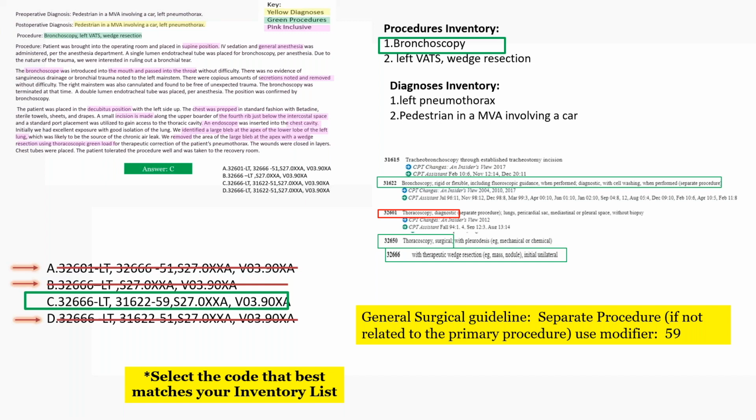Are you clear on this, coders? That was a little bit tricky, but a good scenario, a great scenario. So always remember when you see the separate procedure, when to use your 59 modifier and use of your surgical guideline.